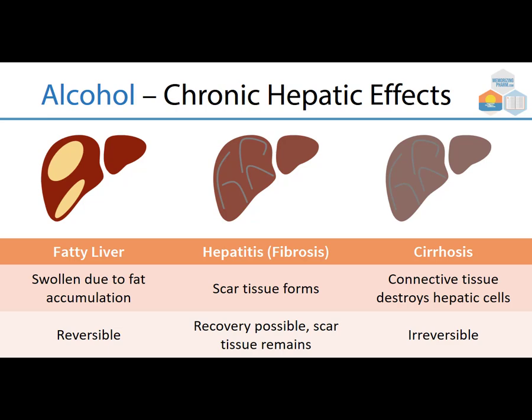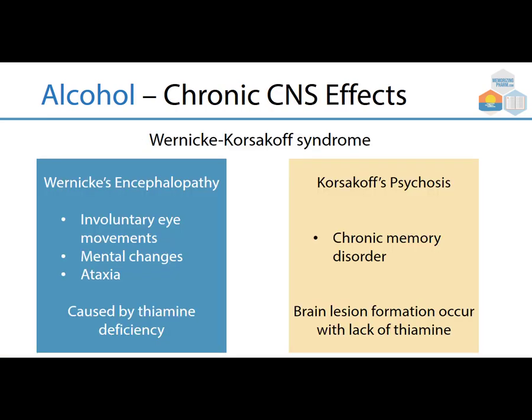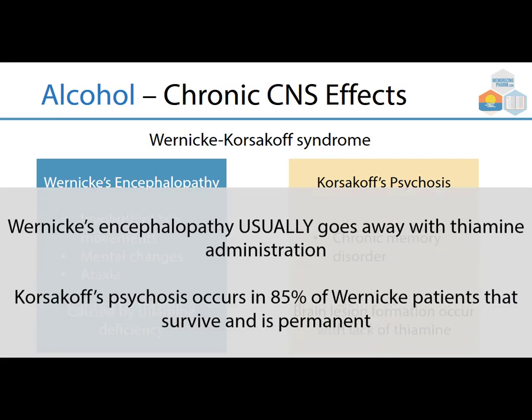There's a couple of different issues that come along with this. First of all, there's Wernicke's encephalopathy, where you have involuntary eye movements, mental changes, and ataxia. This is an issue of thiamine deficiency. Korsakoff psychosis is a chronic memory disorder. Brain lesions form because of the lack of thiamine. Wernicke's encephalopathy usually goes away with thiamine administration. Korsakoff psychosis occurs in 85% of Wernicke patients that survive, and that unfortunately is permanent.